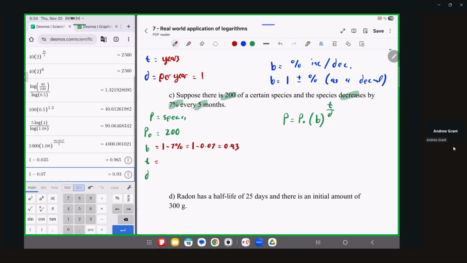The time, we can see it's in months. So we'll go ahead and write that. And how long does it take for the population to decrease by 7%? Well, it takes 5 months for it to do that. And so our equation then will become capital P is equal to 200 times 0.93 to the power of T over top of 5. So you can expect after 5 months, 7% of the population goes away or disappears. And then another 5 months later, another 7% of the original amount would go away.